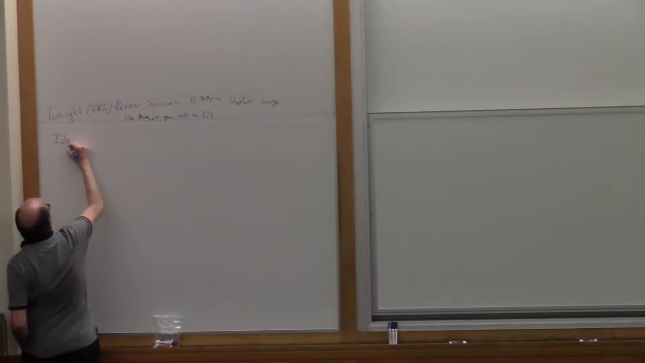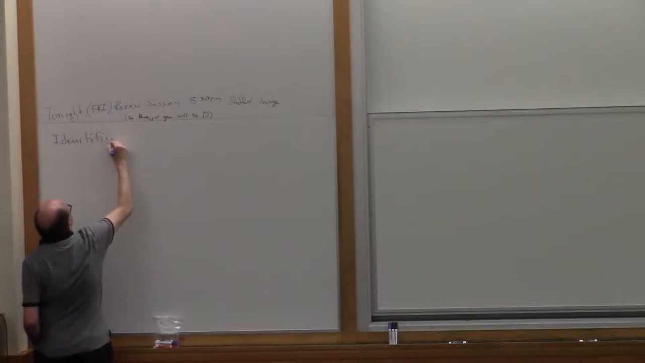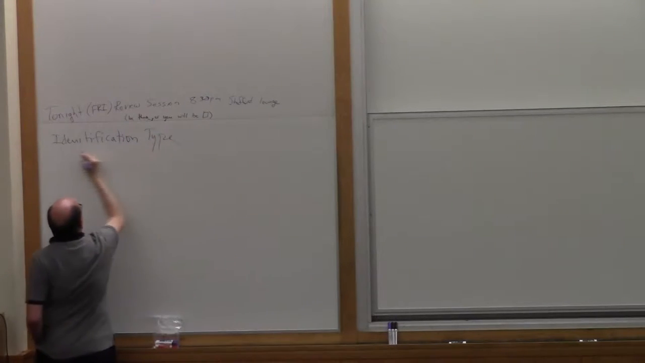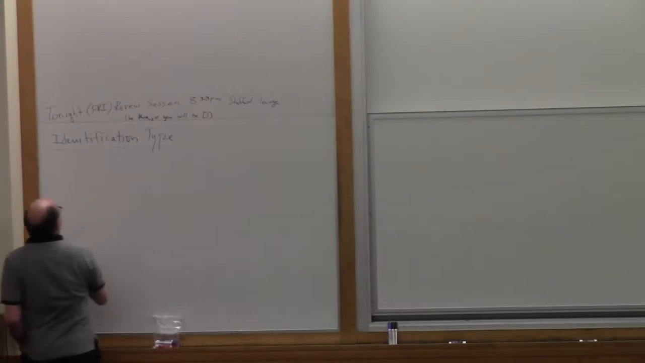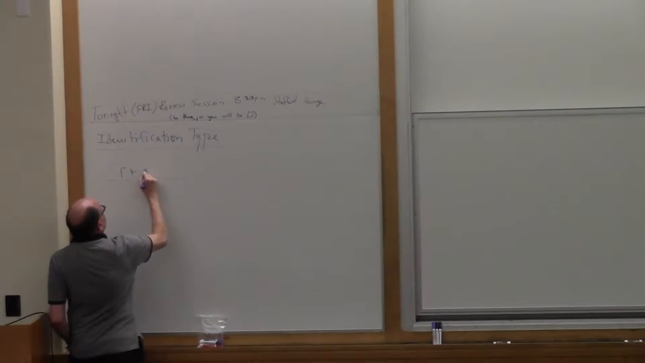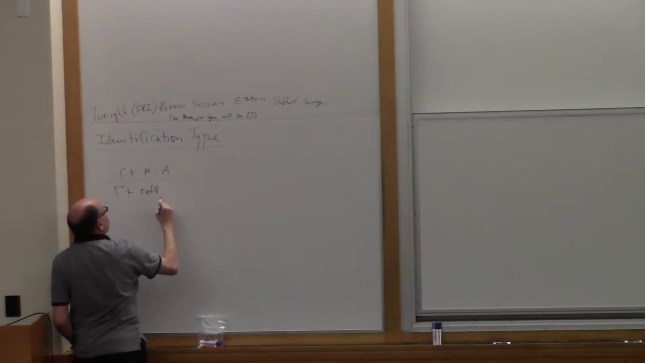Okay, so what we were doing last time at the very end, we were looking at the identity type, or identification type, I like to call it, which never fails to confuse everyone. So I'll explain the introduction rule just to remind you. If you read it as expressing equality, it says everything is equal to itself.